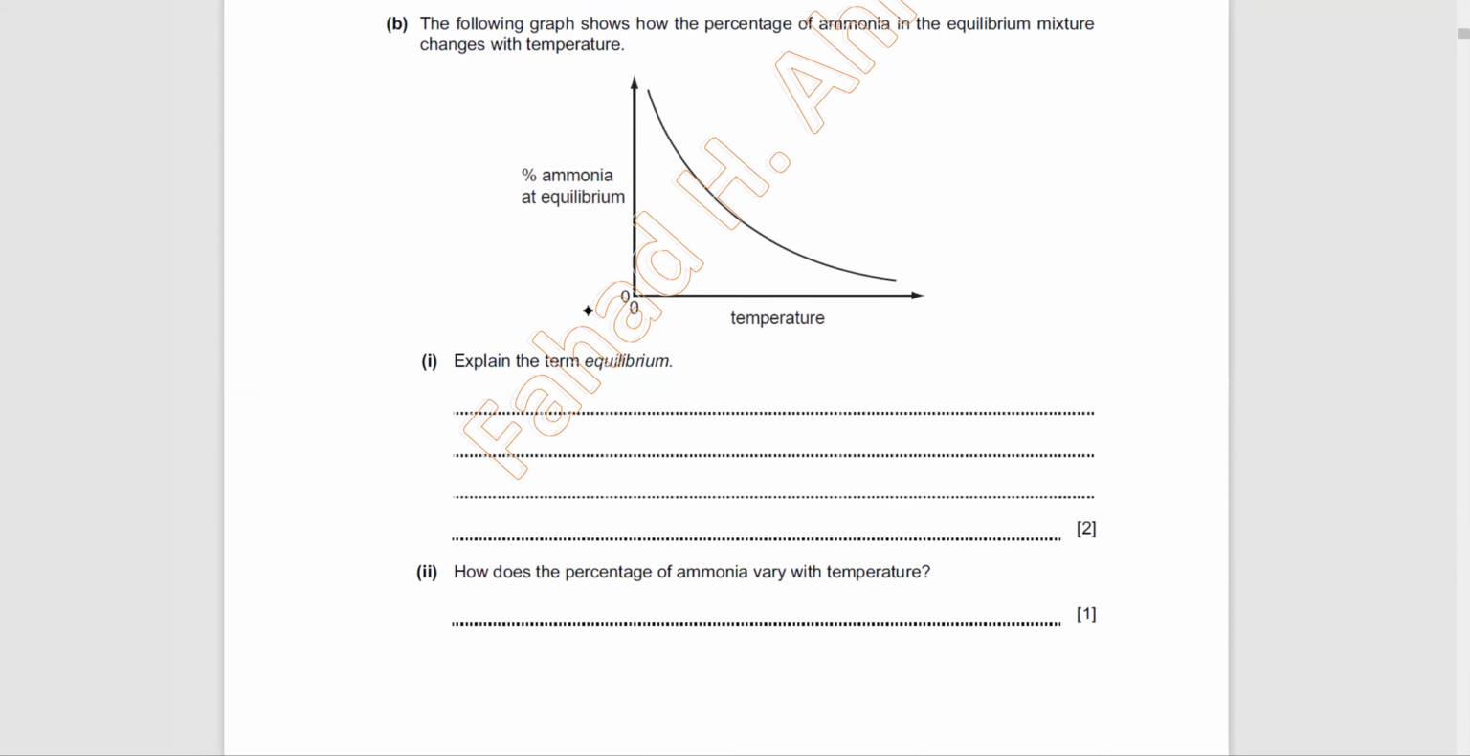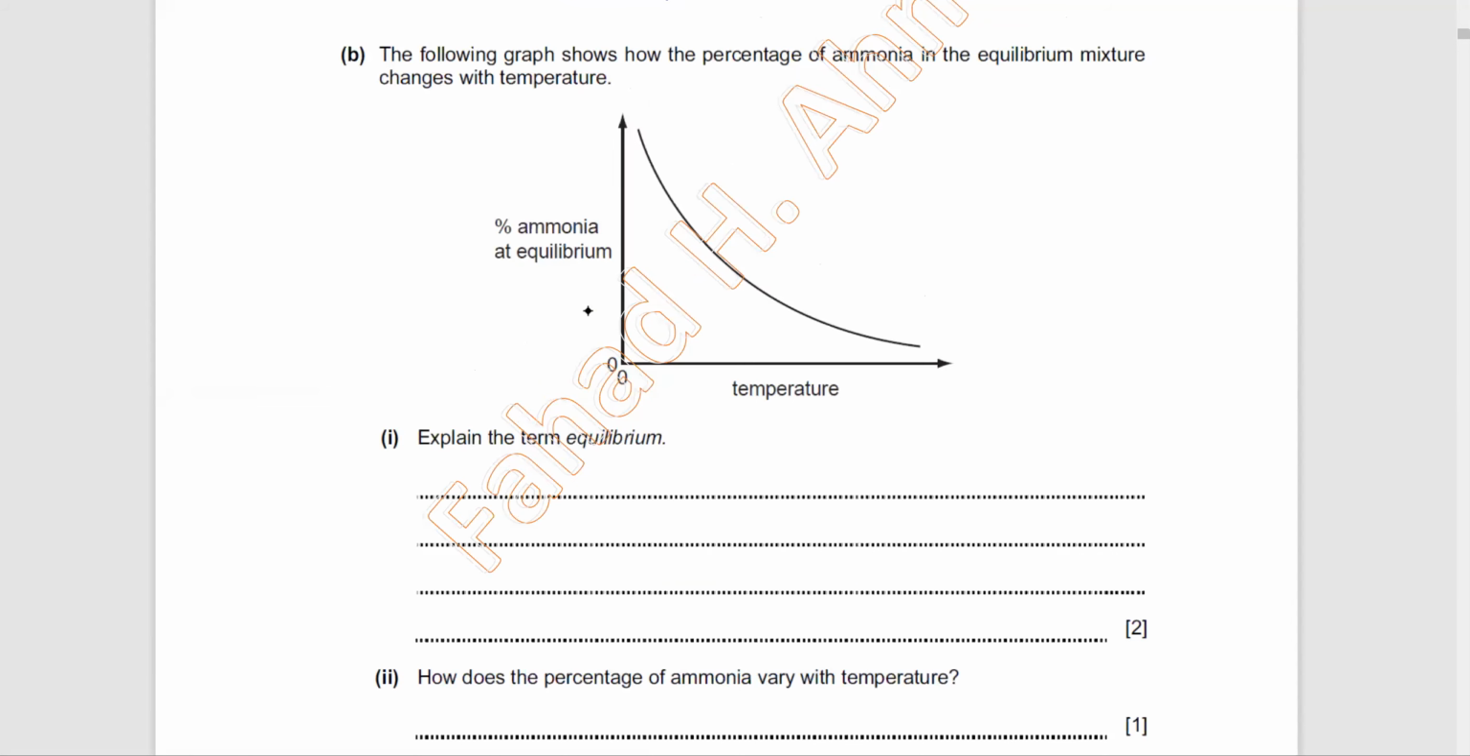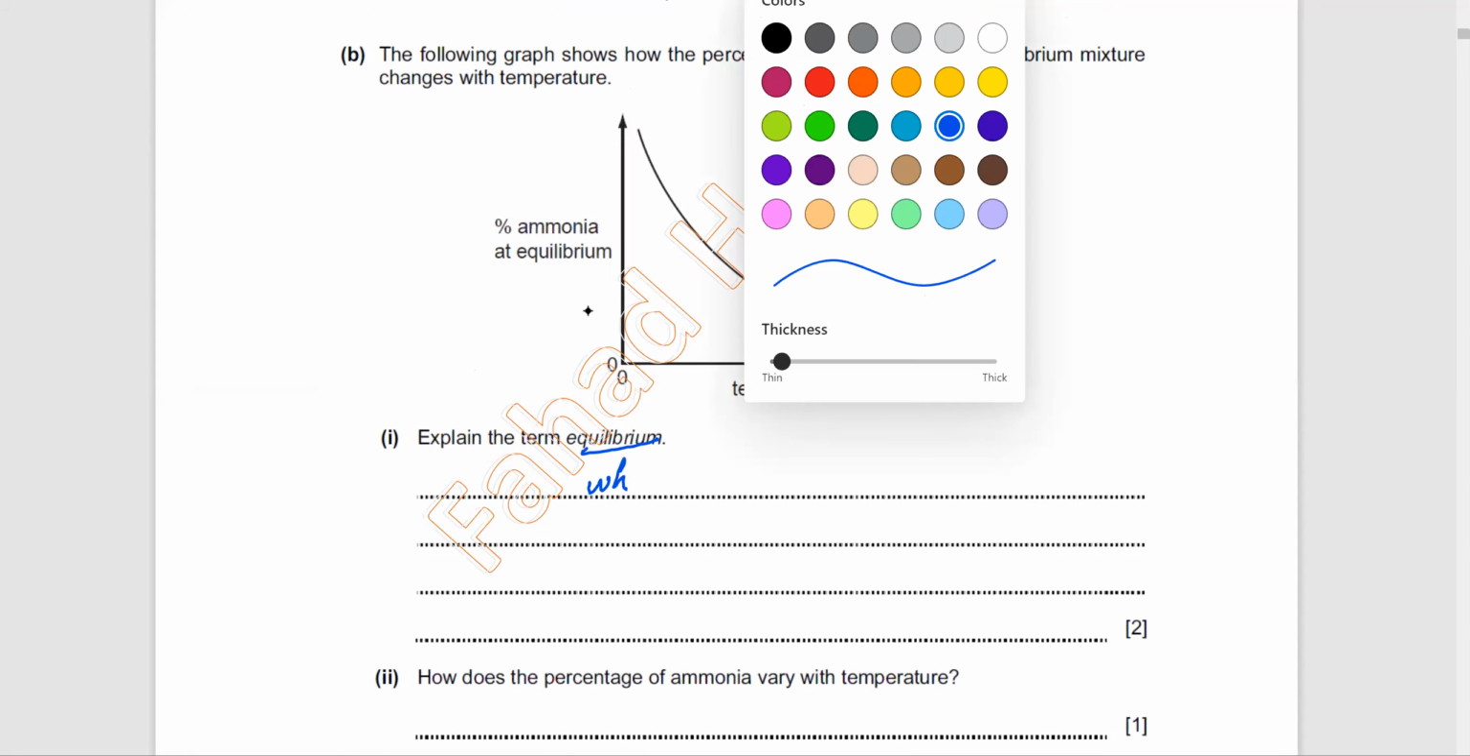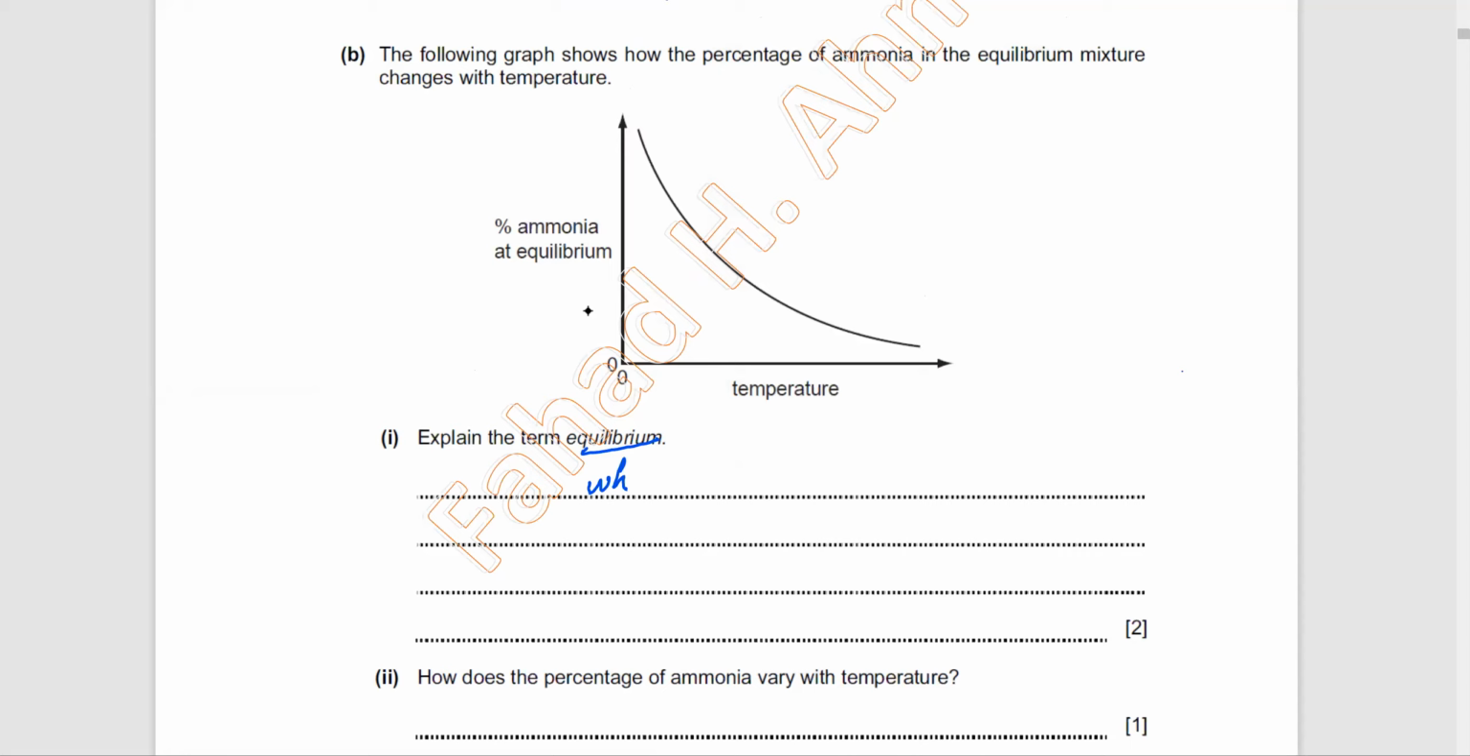Explain the term equilibrium. Remember, that's the first thing that we did. Equilibrium has a very precise definition that has to be written. Look at the notes, that's the first thing that we wrote. So when the rate of forward reaction equals the rate of... Write the exact words, don't write anything in your own words.